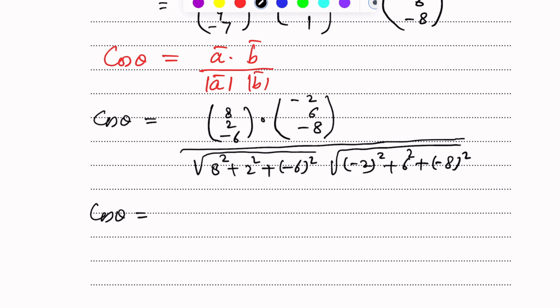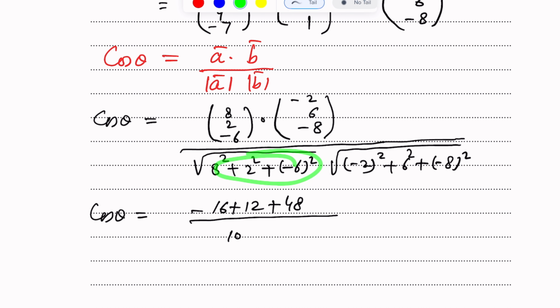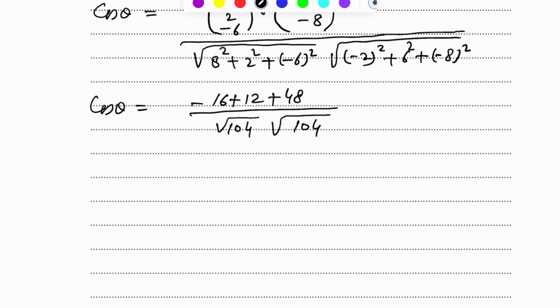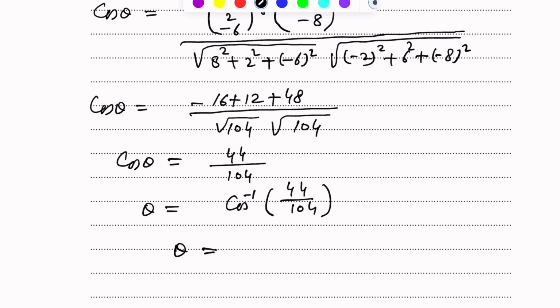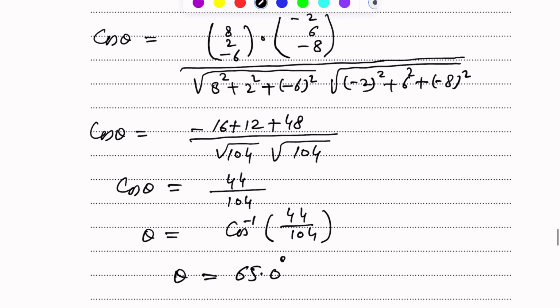So cos theta is equal to minus 16 plus 12 plus 48 over root 104 times root 104. Further simplifying, cos theta is equal to 44 over 104. Theta is equal to cos inverse of 44 over 104. Finally we get theta equal to 65.0 degrees, correct to one decimal place. This is the final answer.